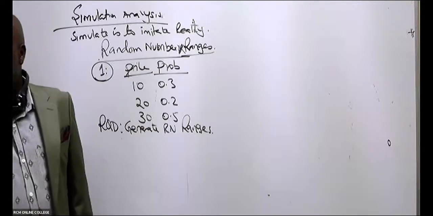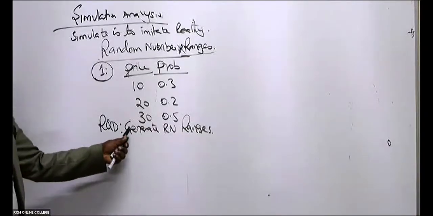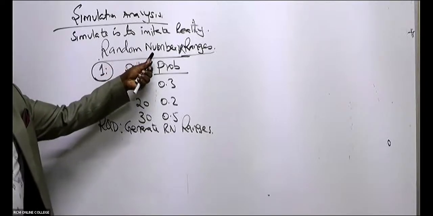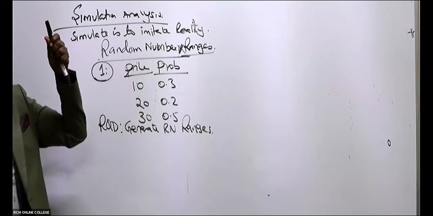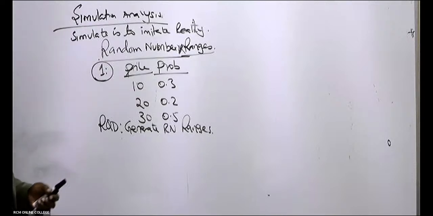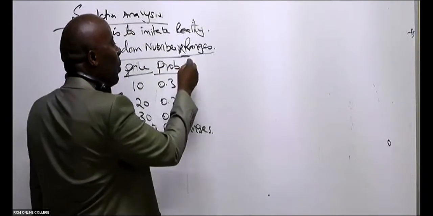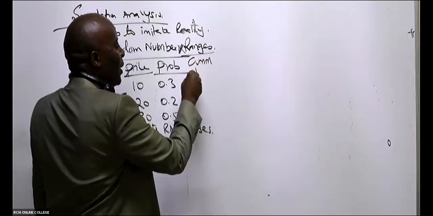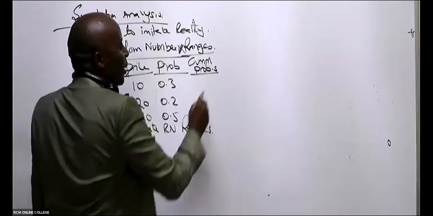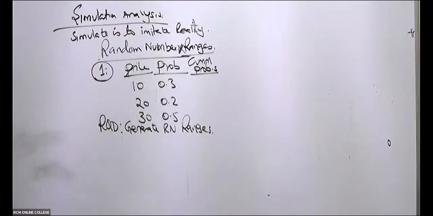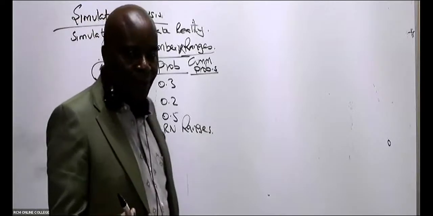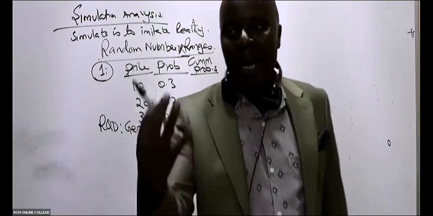Yes. I read the question, they want us to generate random number ranges. So these random number ranges, what do we do with them? The first thing that we will do is to ascertain what we call cumulative probabilities. That is the first thing that you do. So cumulative probabilities, what do we do? We add the probabilities downwards. We accumulate them downwards. We aggregate them.